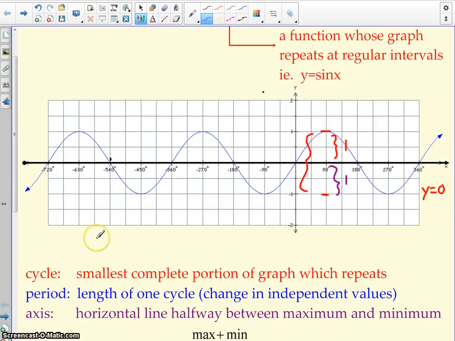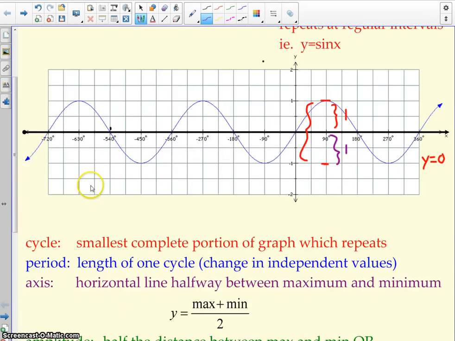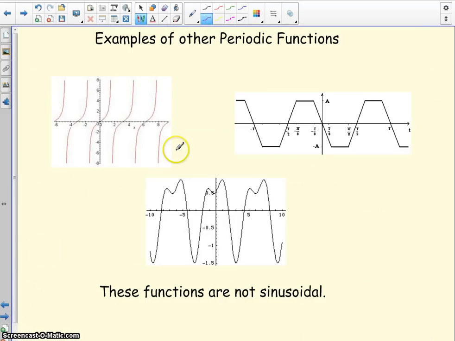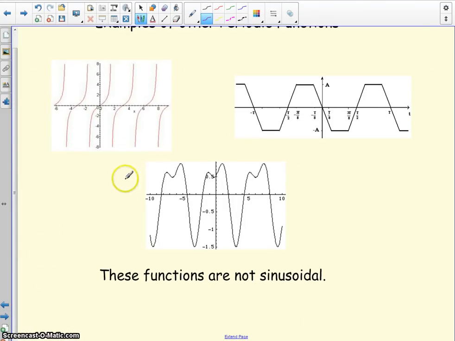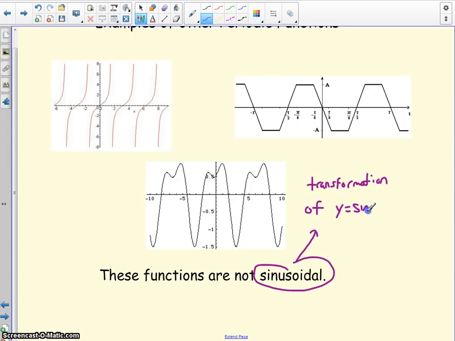Okay, so those are all the sort of new terms that are going to come up with periodic and sinusoidal functions. So again, I briefly showed these pictures before. These are examples of other periodic functions. They repeat, but they're not called sinusoidal. Now, a sinusoidal function, if you're looking for the official definition, is one that would be a transformation, or a transformed version, of one of the parent functions we've seen that's either sin x or cos x.